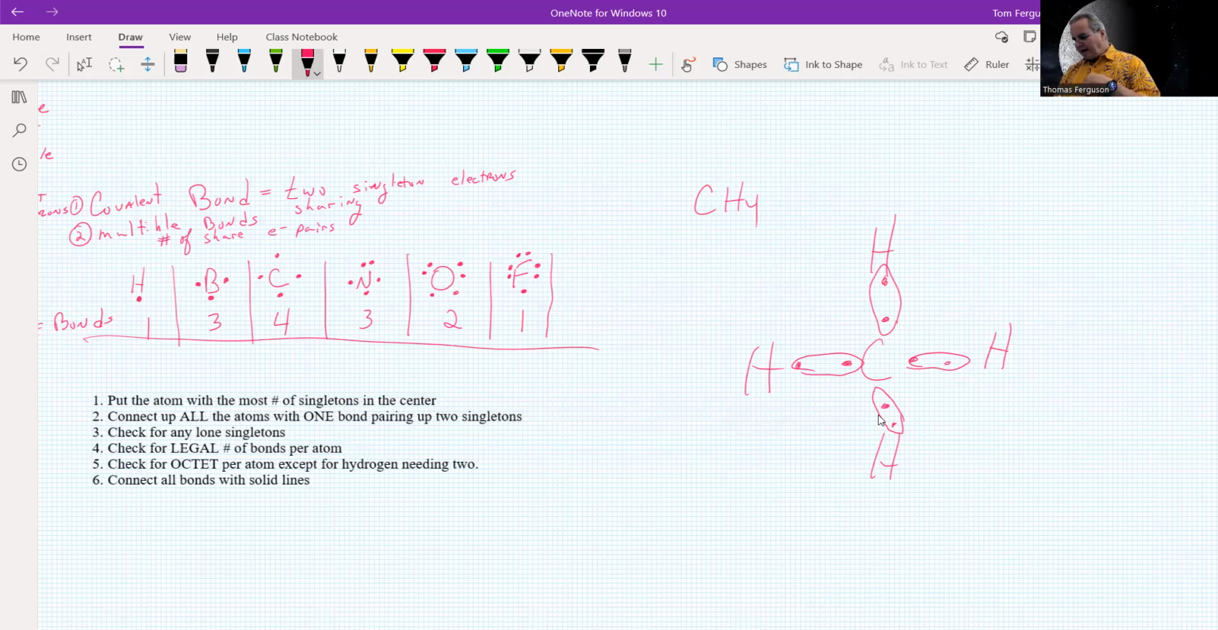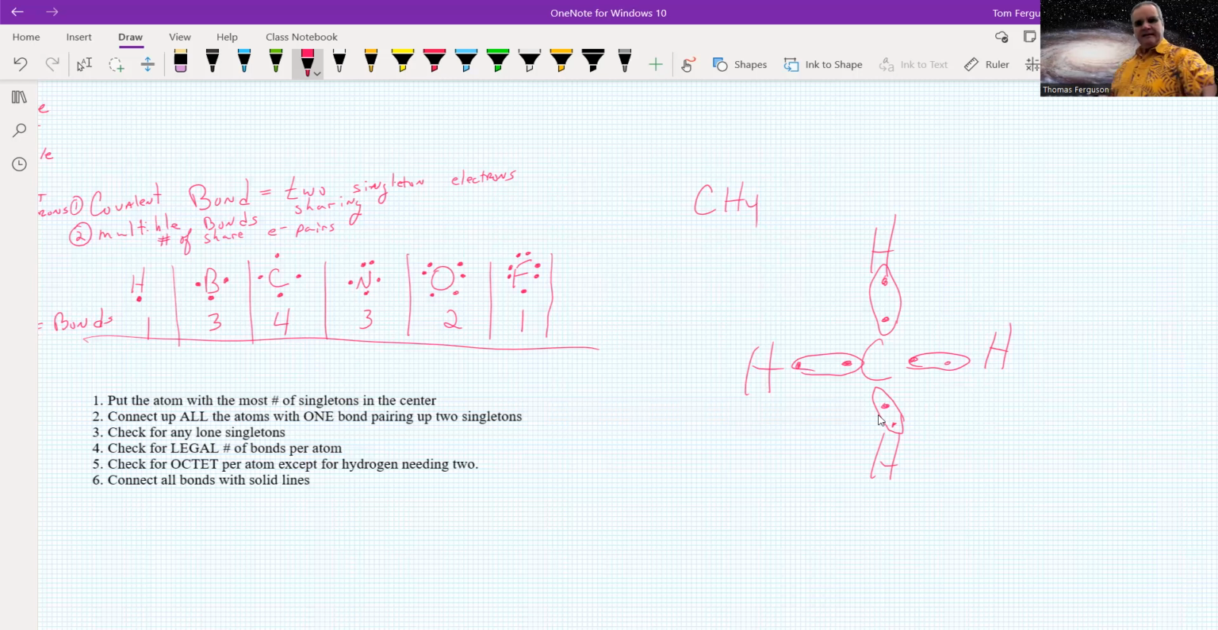Check for octet per atom except for hydrogen. Hydrogen needs 2, so it's sharing 2 electrons for each one. Carbon needs an octet, 8. Each bond has got 2, so 2, 4, 6, 8. So steps 4 and 5 are met. That means that's a legal Lewis structure.